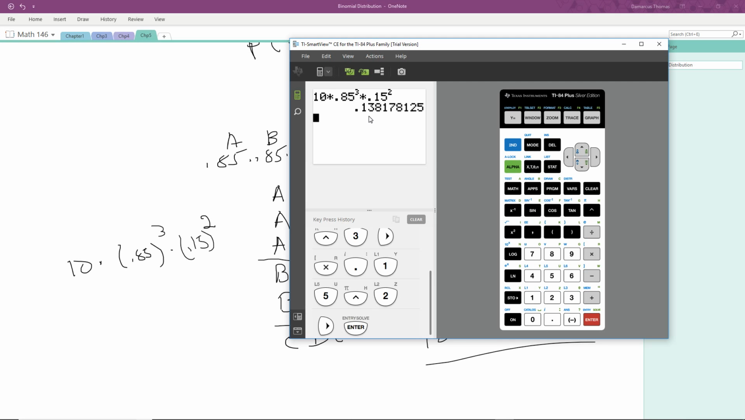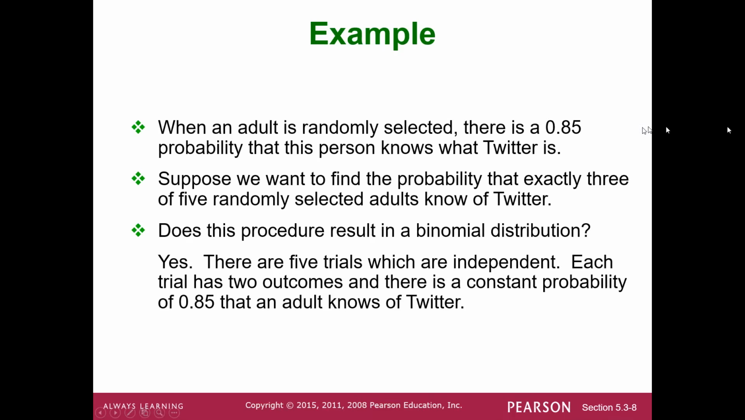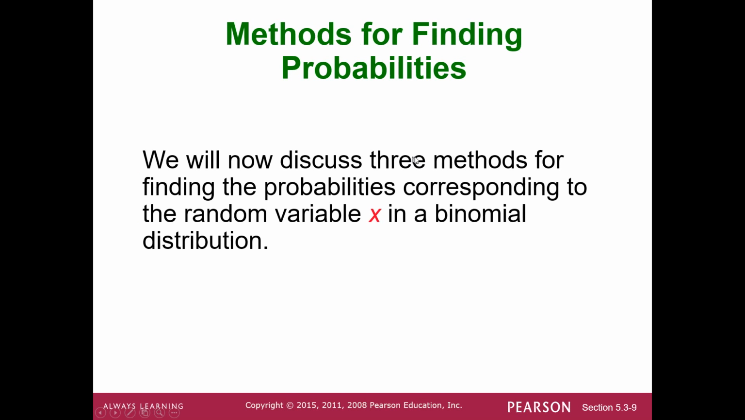All right. That's pretty much the gist of it. We're going to get into how we can actually calculate the probabilities better and faster, but that's the gist of where we're going with this. So what we'll do now is look at the methods for finding probabilities, and there are different methods. One method is, again, the formula, and another method is using our technology.